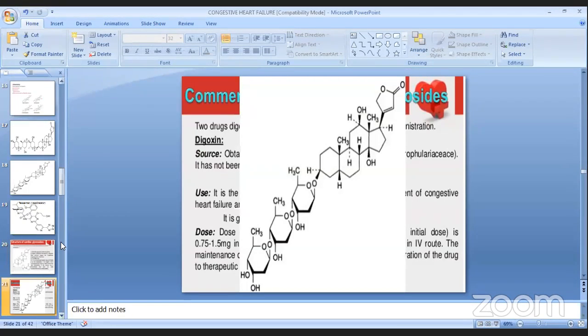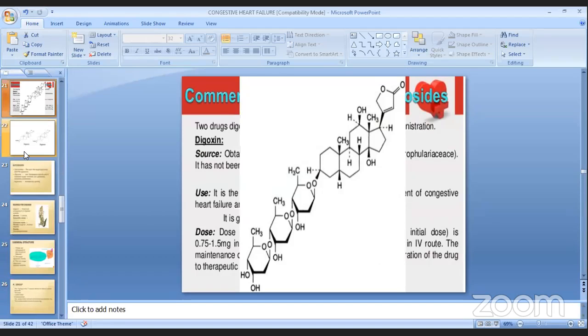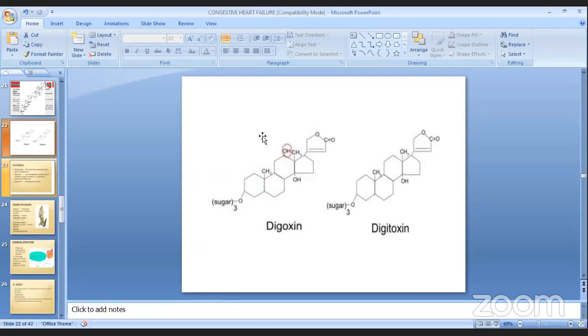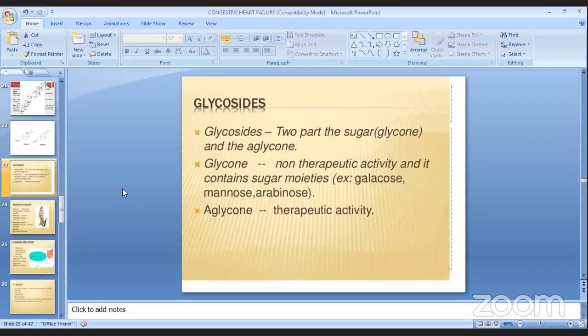And next, digoxin and digitoxin, see the difference. Digoxin has an OH group in the 12th position of the molecule, and in digitoxin there is no OH group in the 12th position. So this is the difference between digoxin and digitoxin. Now glycosides, as I have already discussed, have two parts, sugar and non-sugar, and one lactone is there.